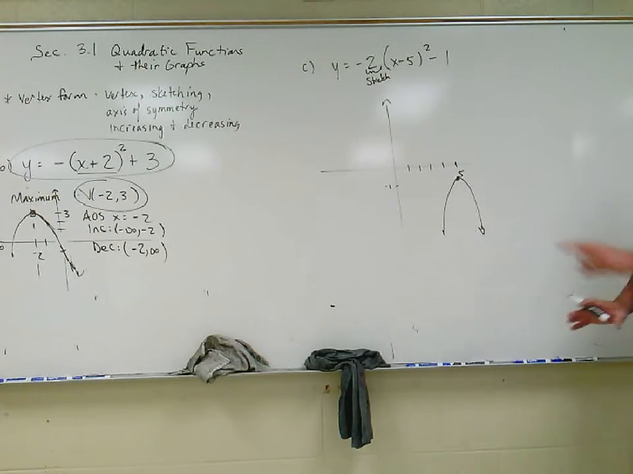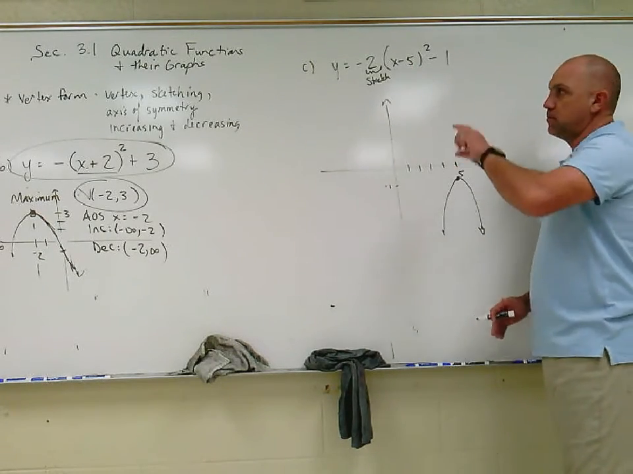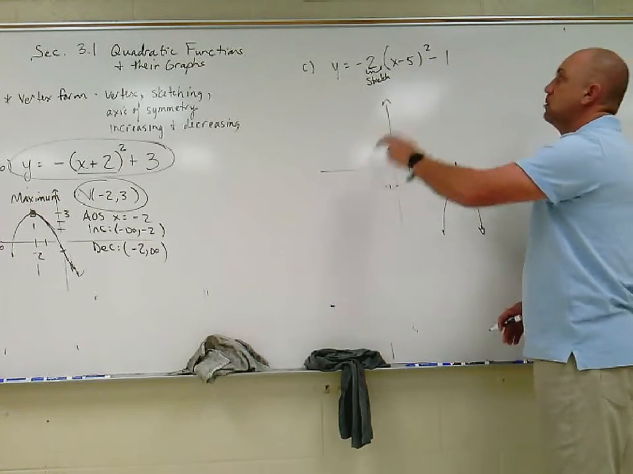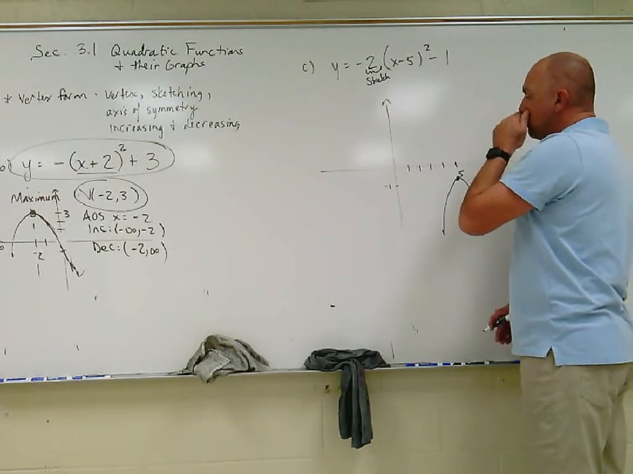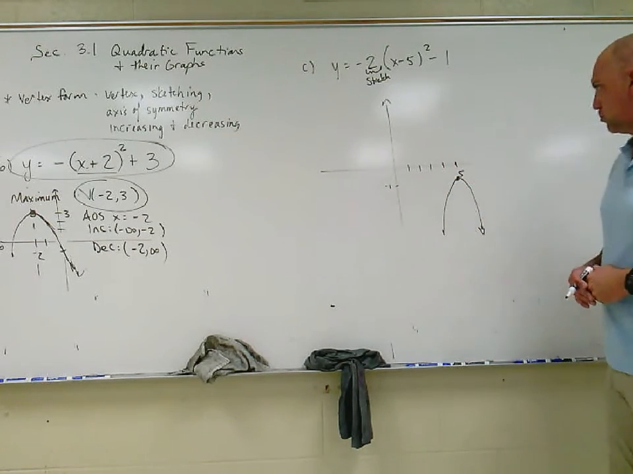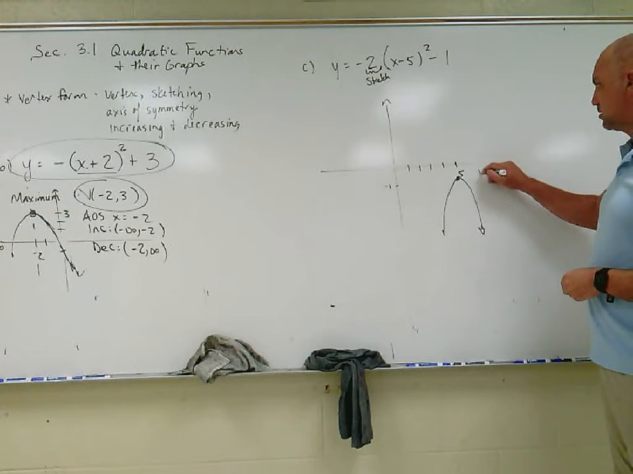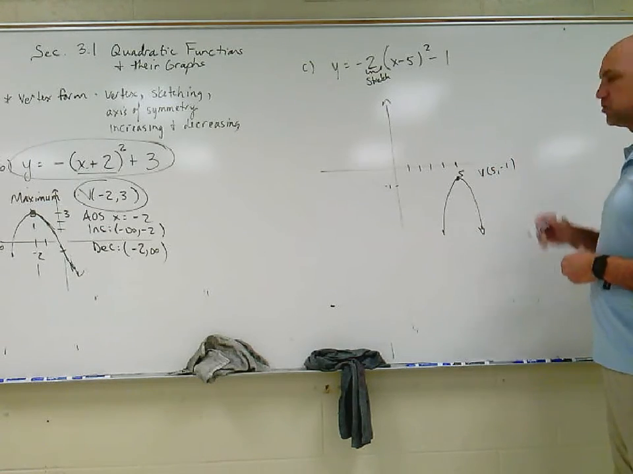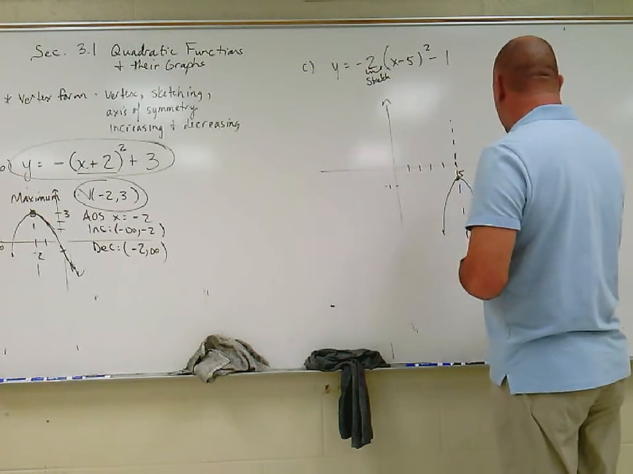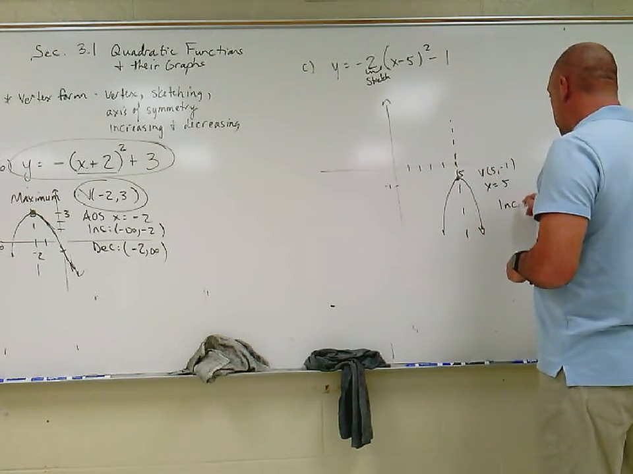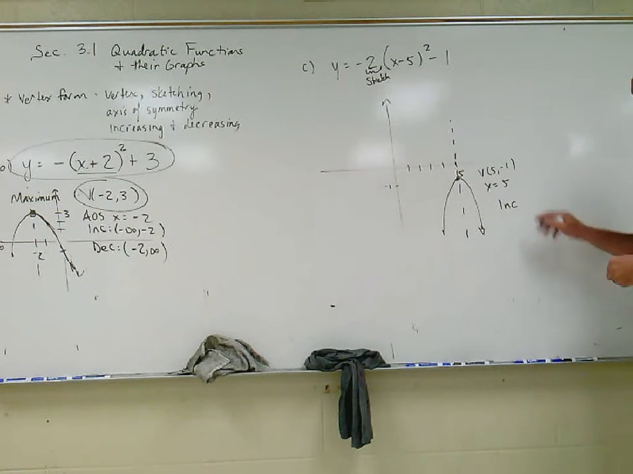Okay. So remember, minus on the inside, you move right. Plus on the inside, you move left. Minus on the outside, we move down. So what am I missing? What's next? We got our vertex at 5, -1. What else could I do? Axis of symmetry. What's the axis of symmetry? X is 5. Increasing on what interval? Negative infinity to 5. Decreasing on what interval? 5 to infinity. Okay, all right, very good.